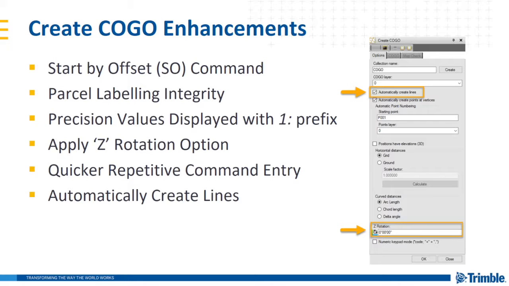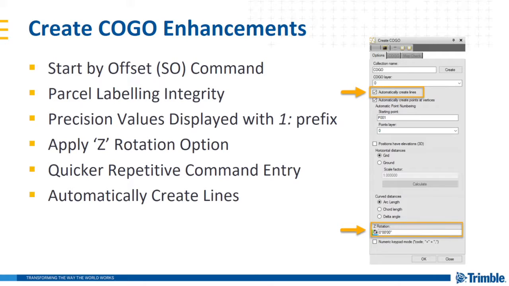And now, the apply Z rotation option is that you can easily apply a single projection dependent Z rotation to all bearings or azimuths in a COGO collection that were created using an absolute command, such as line by bearing, the LB, or the arc by bearing, coded ABC. This allows you to enter survey plan data in grid angles and automatically convert them into another angular system, such as plan or astronomic angles.